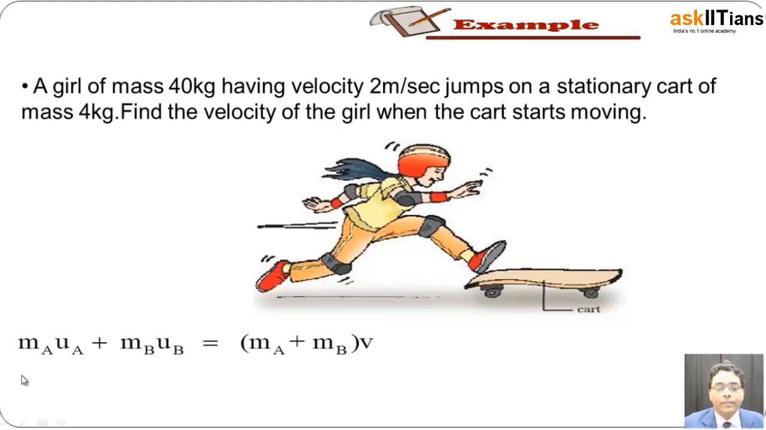So using this, what will we get? We'll get m_A u_A plus m_B u_B. So this is the initial total momentum, and that is going to give you the final total momentum. Using this, we can find out the velocity with which both of them would be moving together, that is this value. So just putting in the values should give you the answer as this.